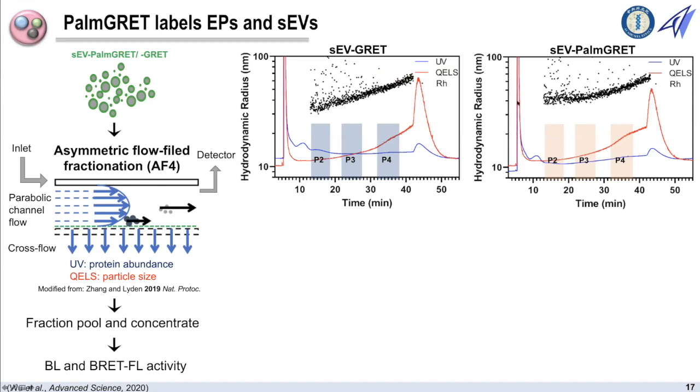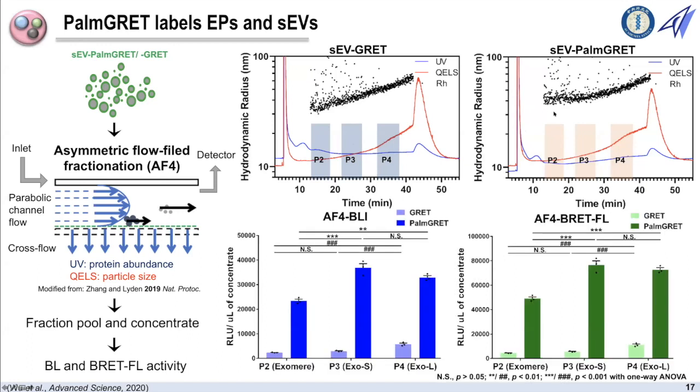A noteworthy part is that P2, P3, and P4 stand for the exomere, exo small, and exo large populations. And we can see that PalmGRET somehow increased the size in the exomere part compared to the cytosolic control.